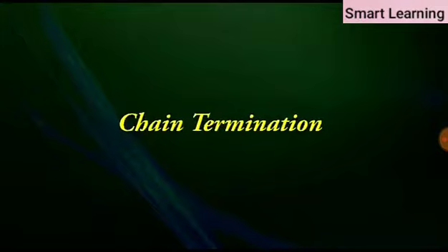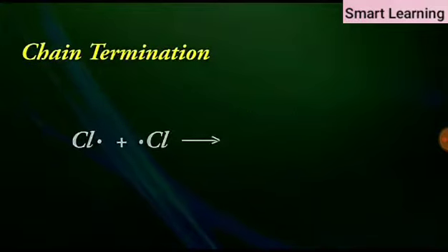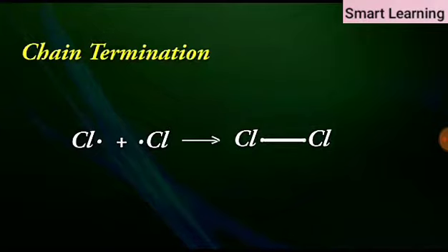The final step is the chain termination step. In this step, we terminate the reaction. Chlorine-free radicals are provided from outside, which consume the already present chlorine radical and thus stop the reaction. The reaction is as shown here.